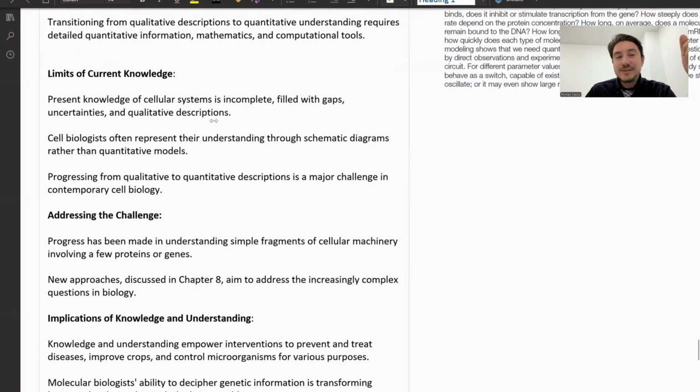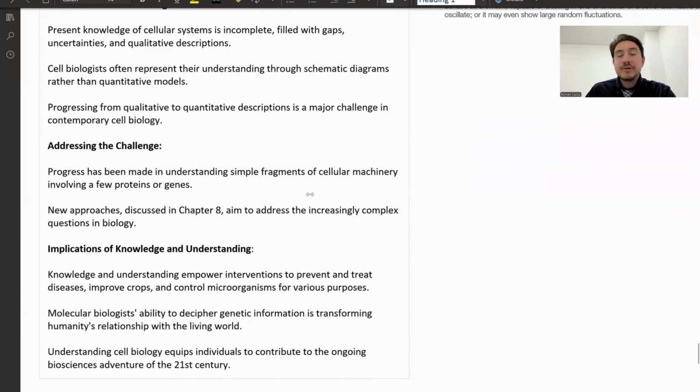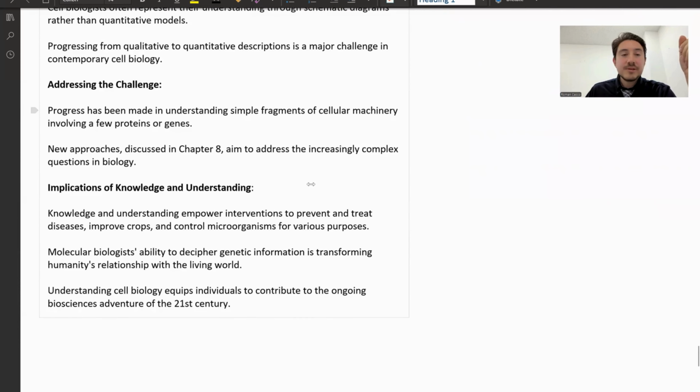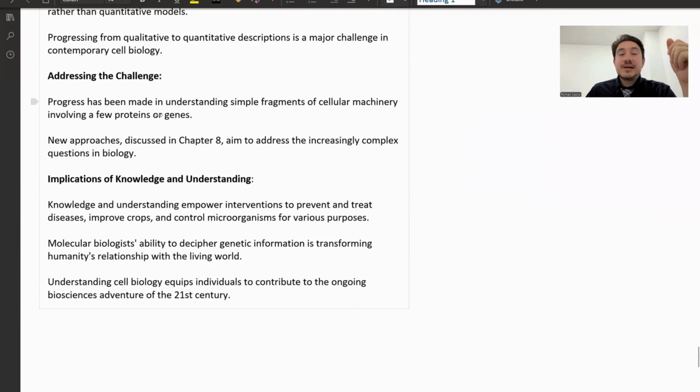Limitations to current knowledge. This is probably a little bit outdated from what I did already. Present knowledge of cellular systems is incomplete. It is filled with gaps, uncertainties, and qualitative descriptions. Cell biologists often represent their understanding through diagrams rather than quantitative models. Progressing from qualitative to quantitative descriptions is a major challenge in contemporary cell biology, right? So, addressing the challenge.